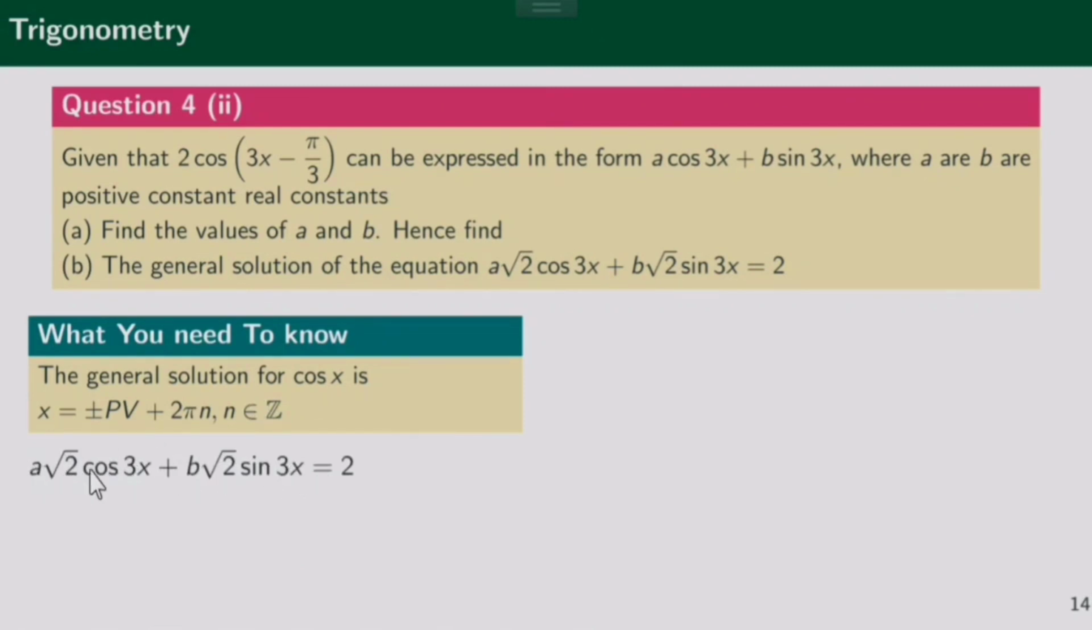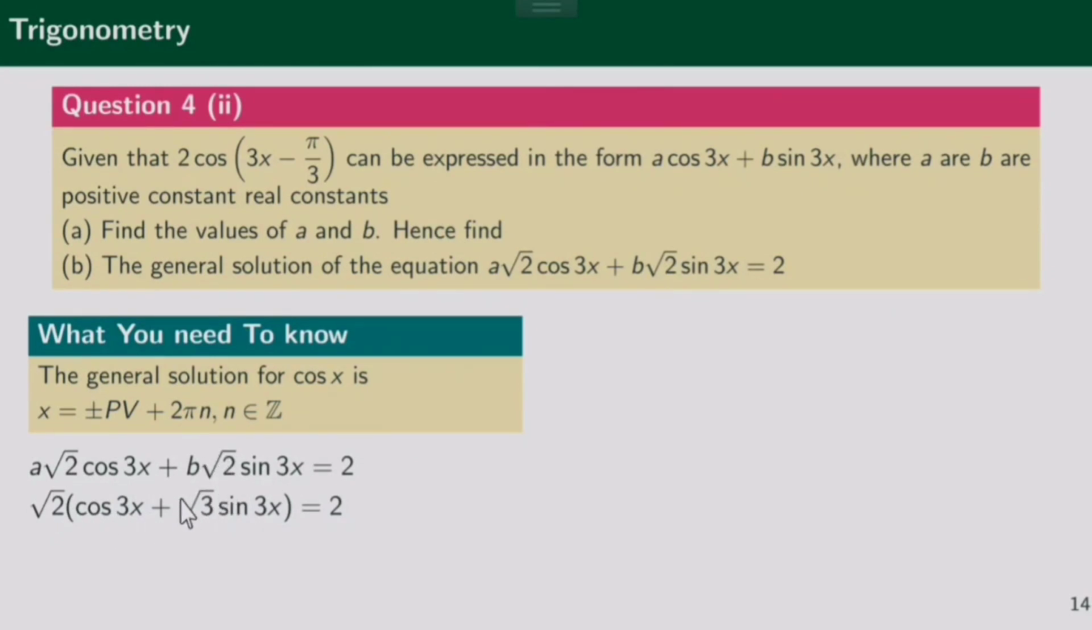And I have the values of A and B. Let me plug in the values of A and B. I can factor out root 2. Root 2 goes out because root 2 is common to these two terms. And A was 1. So 1 times cos 3x leaves it unchanged.